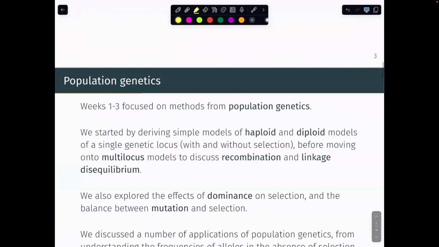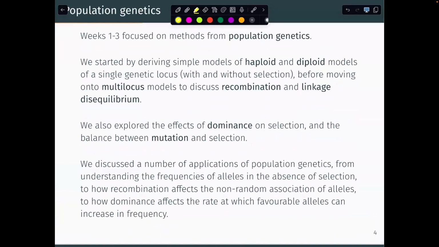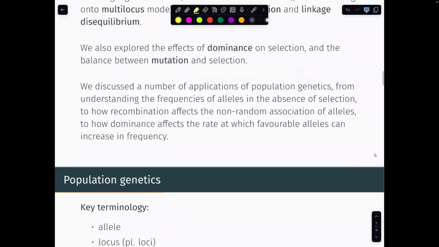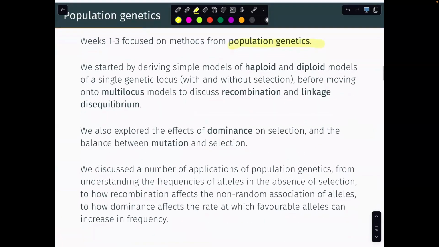Okay. So let's start going through the material. The first 3 weeks we focused on population genetics. We went through a lot of terminology during this period. In fact, I've got terminology on the next slide, so I won't delve into that just yet.